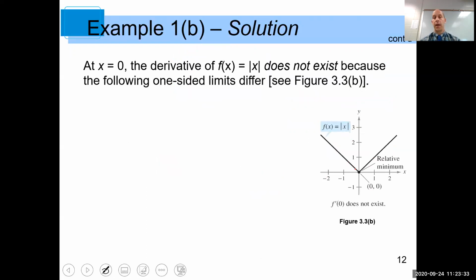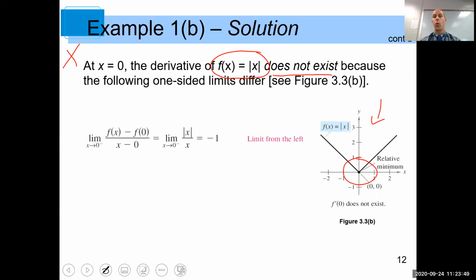Let's look at another example. So here we've got the absolute value function. This one's always a little bit difficult for students to understand, so please pay particular attention to this one. So here's the graph. I've already got the graph right here. Now clearly you can see that it's got a relative minimum there.